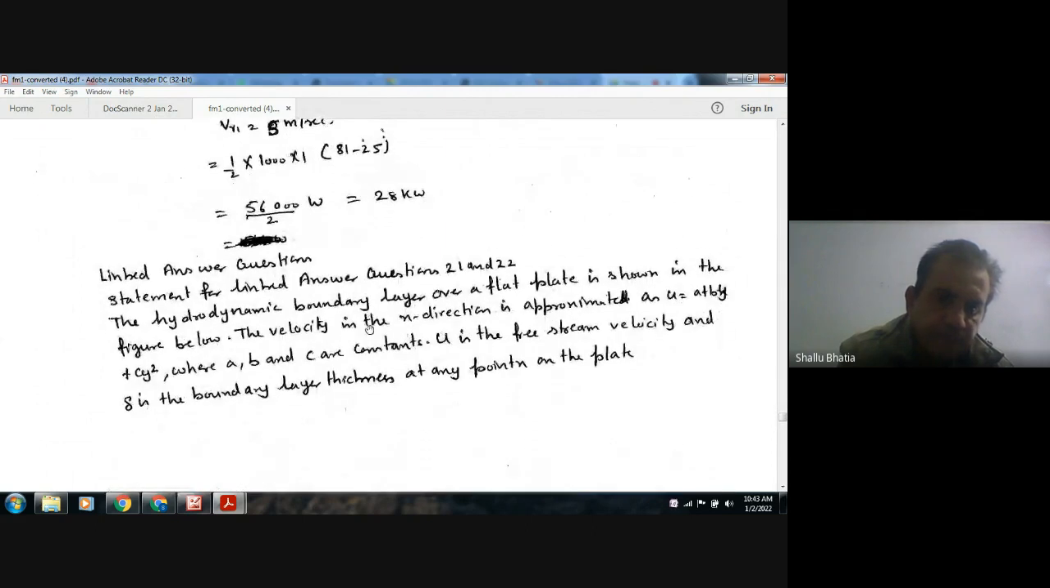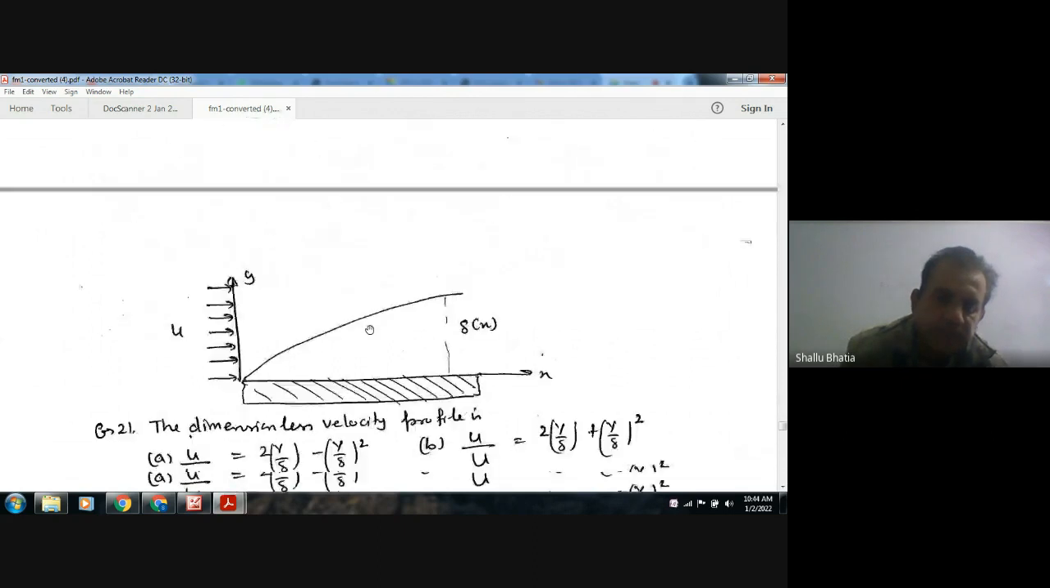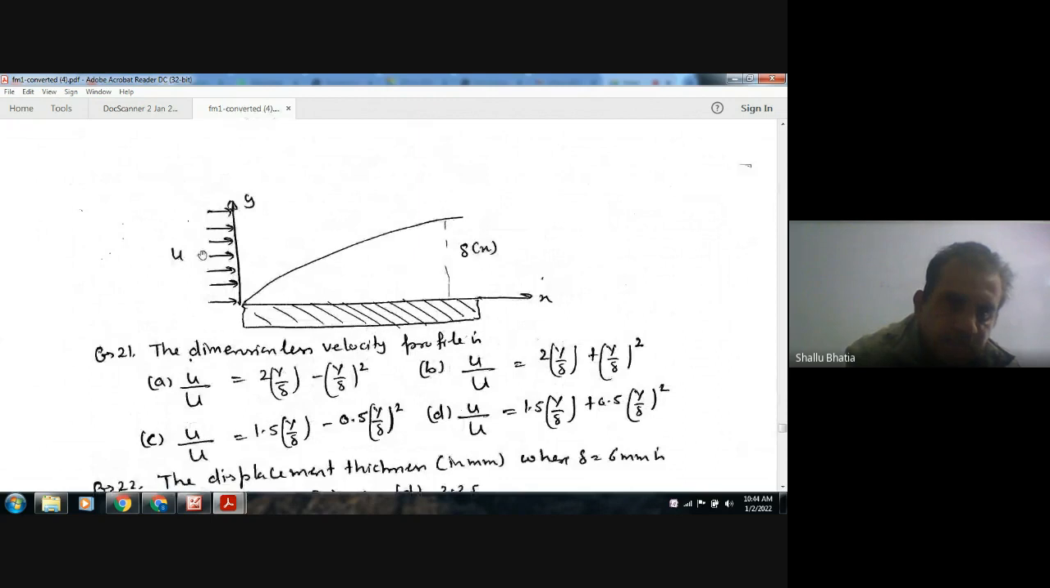Next, the linked questions 21 and 22. The hydrodynamic boundary layer over a flat plate is shown in the figure below. The velocity in the x direction is approximated as u is equal to a plus b y plus c y square, where a, b, and c are constants. U is the free stream velocity and delta is the boundary layer thickness at any point x on the plate. So this is your boundary layer.